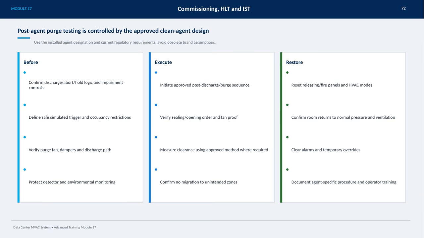During execution, we initiate the approved post-discharge or purge sequence, verifying the sealing and opening order, as well as fan proof. We then measure clearance using approved methods and confirm there's no migration to unintended zones. Finally, during restoration, we reset the releasing and fire panels, return the room to normal pressure and ventilation, clear alarms and temporary overrides, and document the agent-specific procedures along with operator training to ensure safety and compliance.